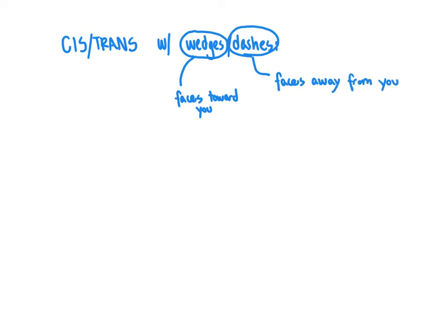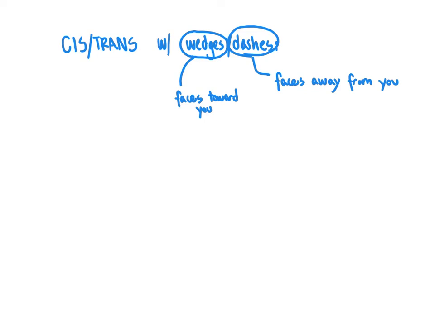When we're trying to show whether 2 groups are cis to one another or trans to one another, if we show the 2 groups both as these so-called dashes, that's going to indicate that the 2 groups are cis to one another. If we show them both as wedges, likewise, that's going to show that the 2 groups are cis to one another. And if we show one as a wedge and one as a dash, that's going to indicate the 2 groups are trans to one another.